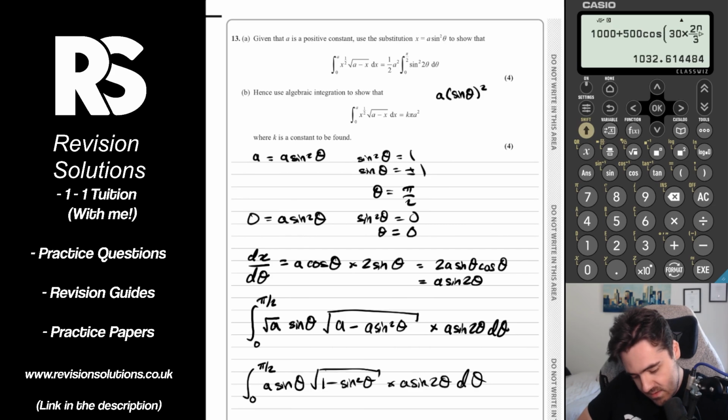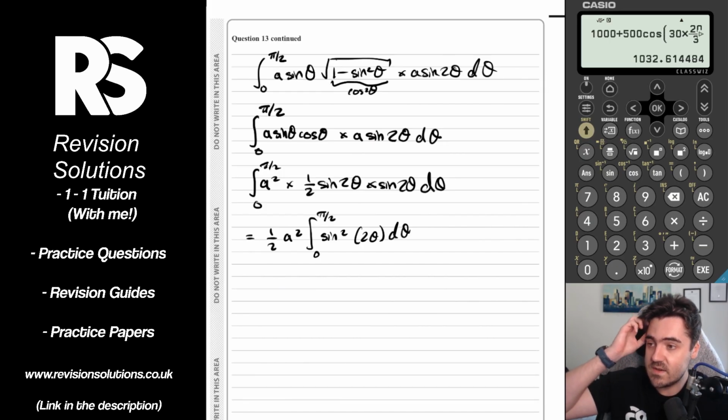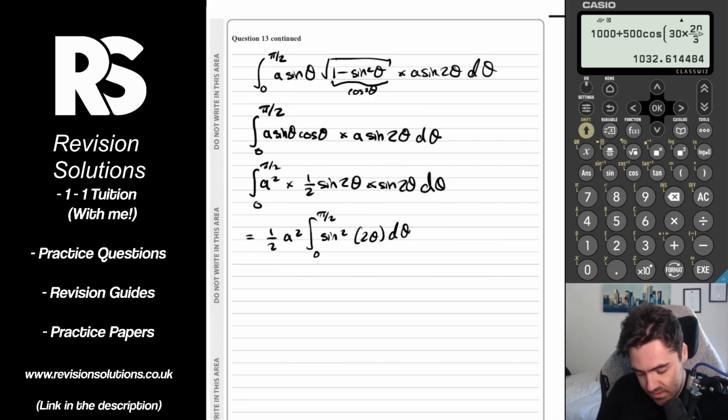So that's part A. Then it says, hence use algebraic integration to show that the integral we started with is some constant times pi a squared, where k is a constant to be found. So we just have to do this integral now. So the integral of sine squared is a standard integral we should know. We can utilize the cos double angle formula, but we're actually starting with 2 theta. So we're going to need the 4 theta double angle formula, in fact.